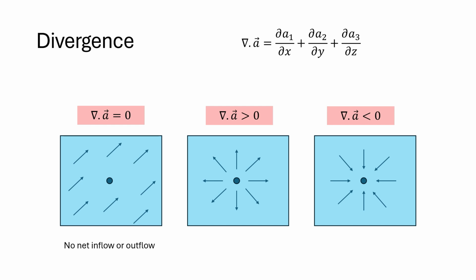A positive divergence suggests the presence of a source, for example, water entering a system from a pipe. A negative divergence suggests the presence of a sink, for example, water being drained out of a system.